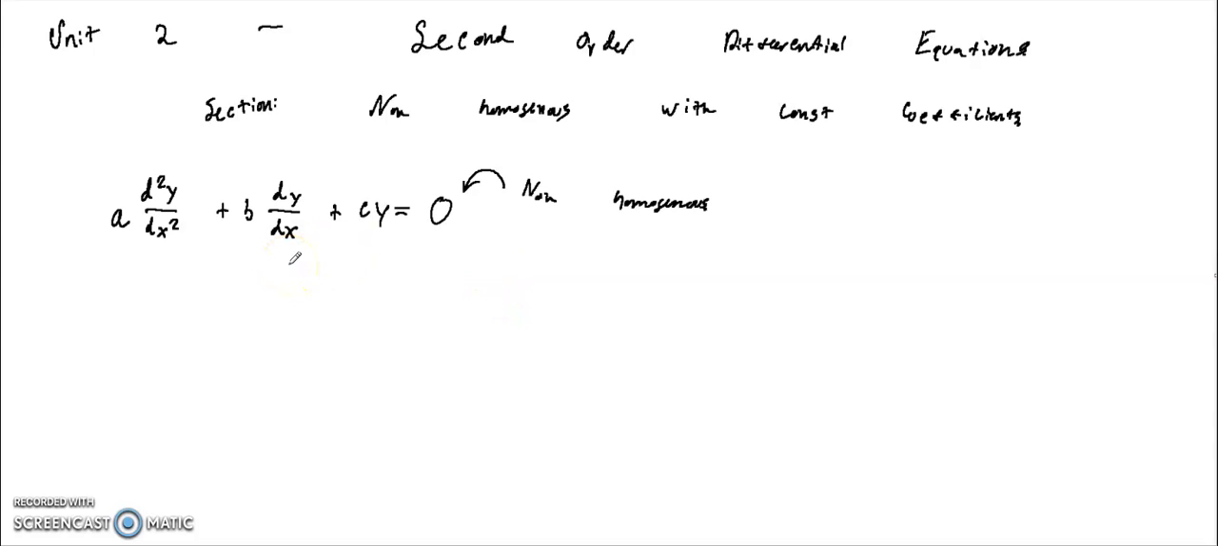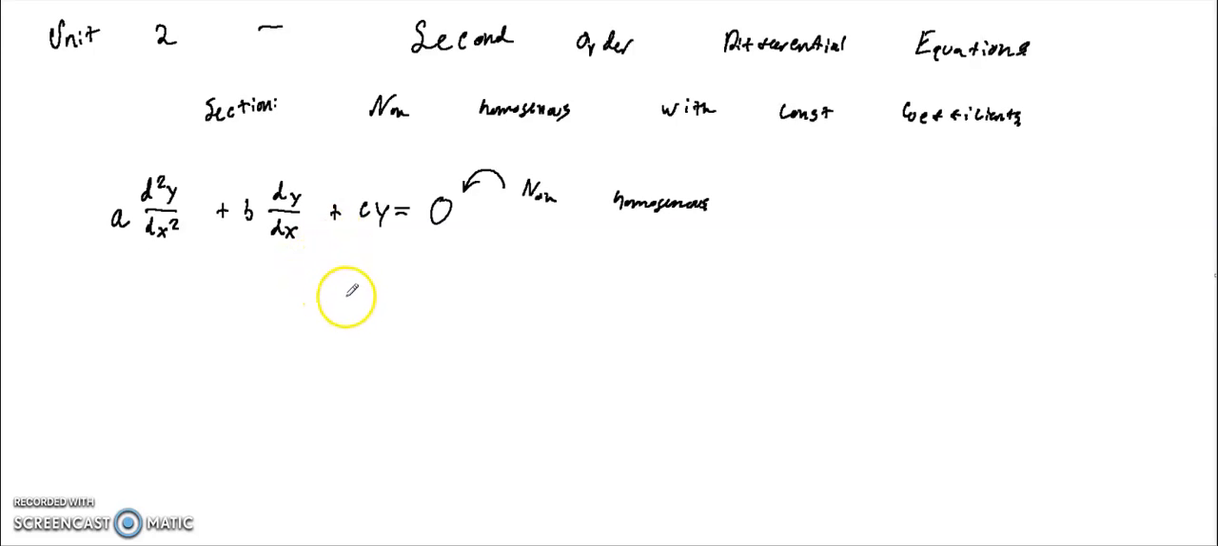Alright, welcome to Unit 2 of differential equations. So, in the first unit, we went over first order differential equations, which are just differential equations with only one derivative in it. So, if it was Unit 1, we'd have something like this. But now, we have a second derivative in the mix also.